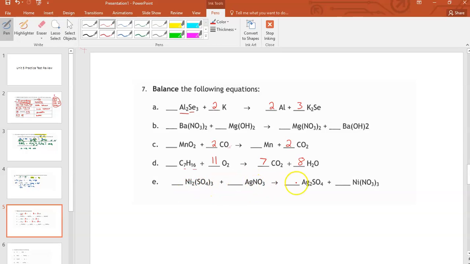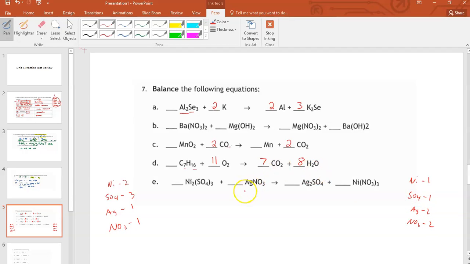Okay, and last, one more. We got nickel sulfate, silver nitrate, silver sulfate, nickel nitrate on this side. All right, so let's write our reactants out. We got nickel. We got 2 of those. We got sulfate. 3 of those. And we got silver. Looks like 1 of those. And nitrate, 1 of those. On the right hand side, I got nickel 1 and sulfate 1 and silver 2, nitrate 2.